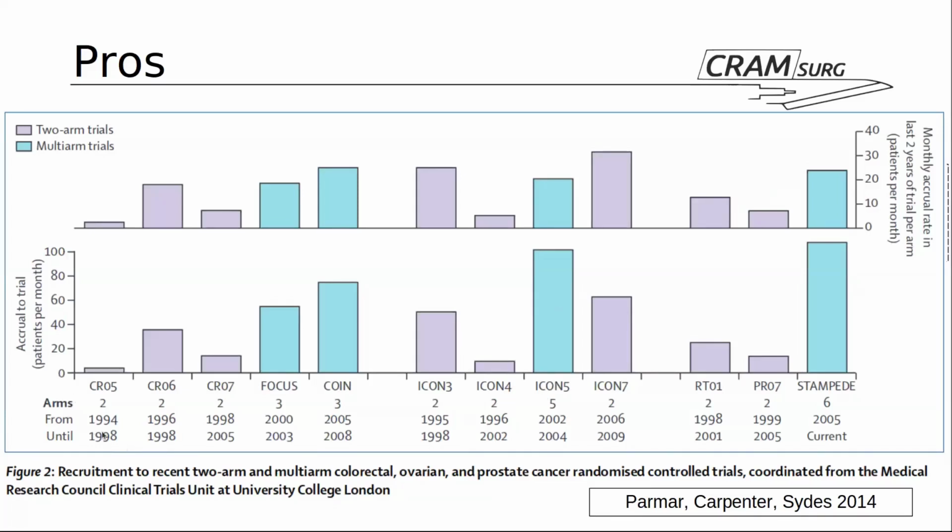So look at trials that have 2 arms and how much they recruit. And look at 3 arms, how much they recruit. Look at 6 arms, how much they recruit. It is quite an impressive difference. And the argument that these authors make in their editorial is that actually patients find these trials more attractive.